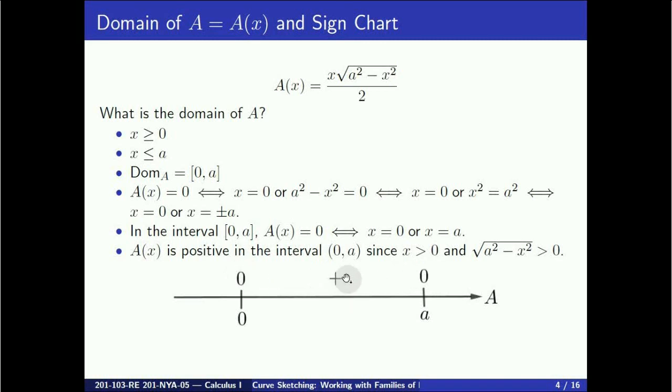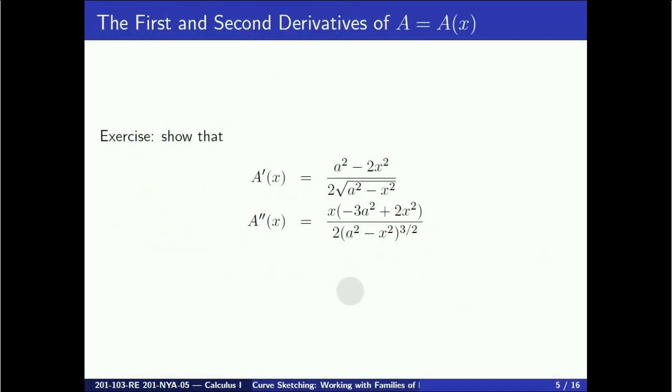In between, the area is positive, and we indicate this with a plus sign. The next step is to investigate the sign of the first two derivatives. This will tell us about the increasingness, decreasingness, and the concavity of the function. Now, as an exercise, compute on your own A prime of x and A double prime of x, and see if you can get the expressions given here. So now, pause the video and differentiate the area function twice.